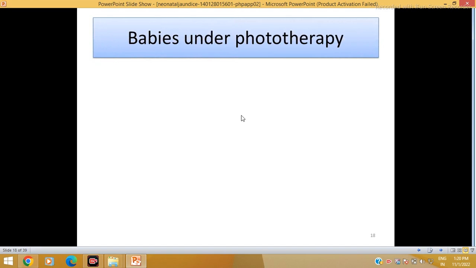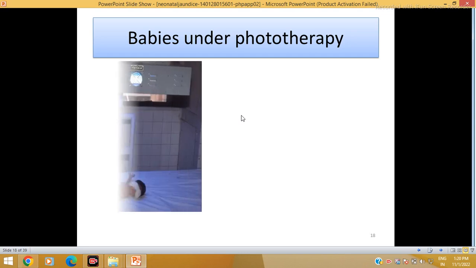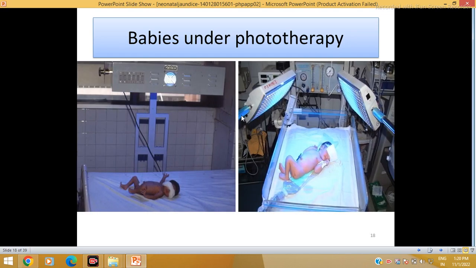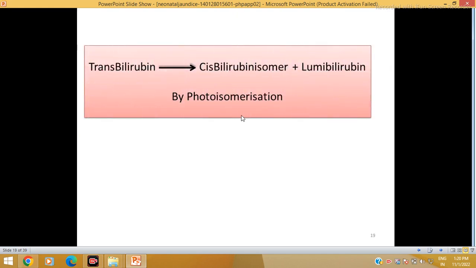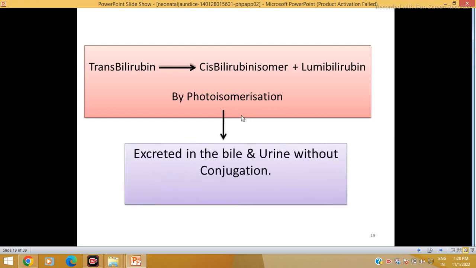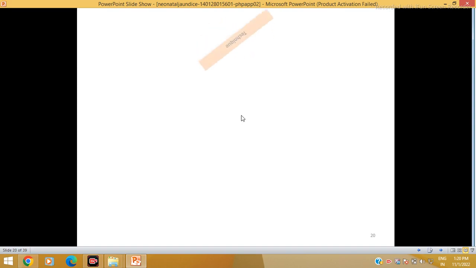Next is babies under phototherapy. So how do we care for these babies who are under phototherapy? So what is the mechanism of this phototherapy? Trans bilirubin is converted into cis bilirubin isomer plus lumirubin by photoisomerization. Then next it is excreted in the bile and urine without conjugation.